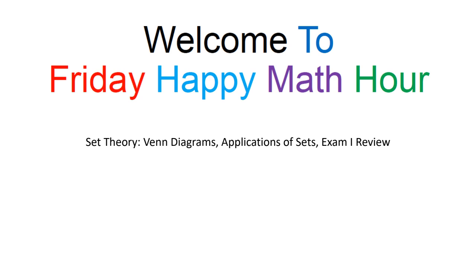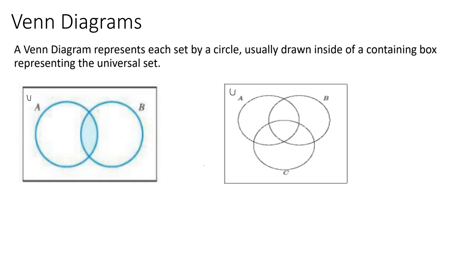All right, so let's get started here. Venn diagrams usually look something like this, where you have a rectangle, and inside of the rectangle, you're going to have circles. The circles represent the sets. On the left side, we have two sets. We call them A and B. Set A is represented with the left-hand circle, and set B is represented with the right-hand circle. The entire box represents your universal set.